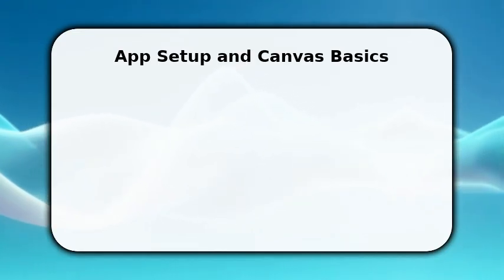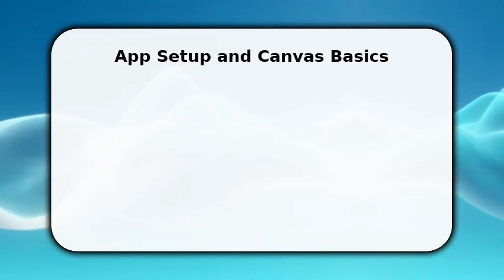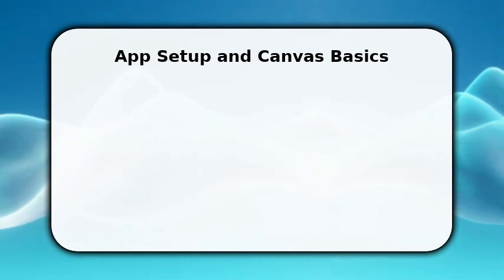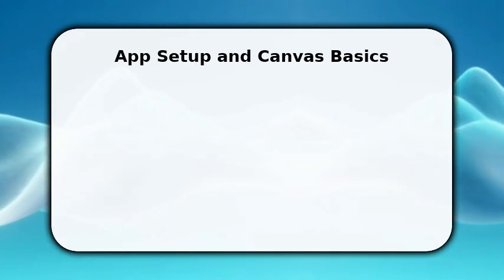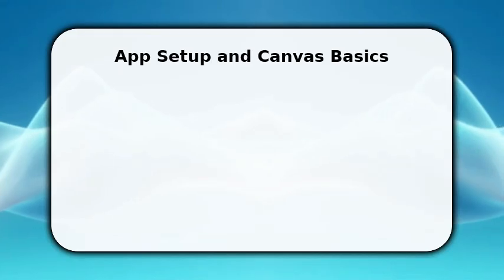Adjust brush opacity from 25% to 100% depending on layering needs. Enable autosave with a 60-second interval to prevent data loss. Set pressure sensitivity to match your stylus for natural strokes. Calibrate palm rejection to avoid accidental marks while drawing.